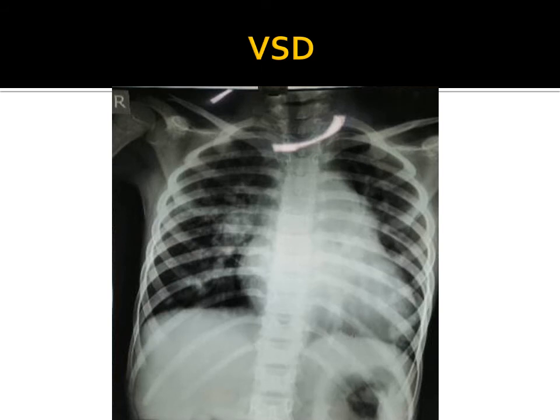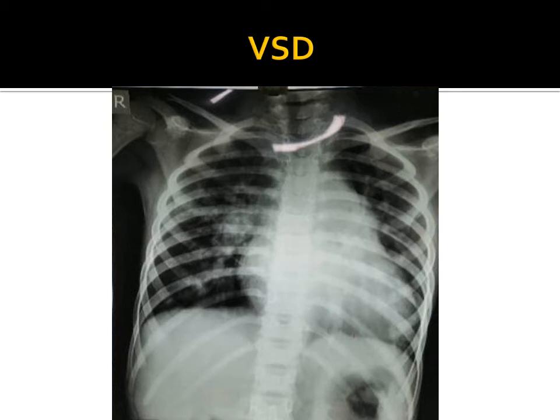This is a case of VSD in which we can see that there is cardiomegaly, prominence of the pulmonary trunk, the left atrial appendage, and also a prominent right descending pulmonary artery. It is also associated with pulmonary plethora. However, the pulmonary vessels are not properly visualized in the radiograph because of improper exposure factors. So we can give a diagnosis of VSD if there is cardiomegaly, left atrial appendage enlargement, and pulmonary plethora.